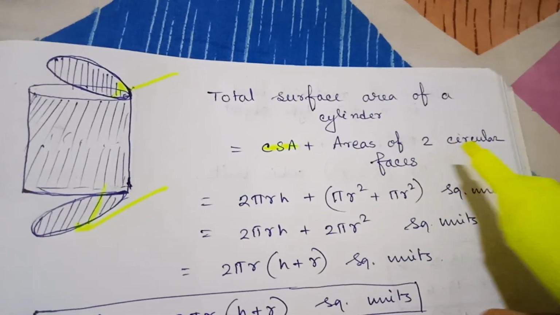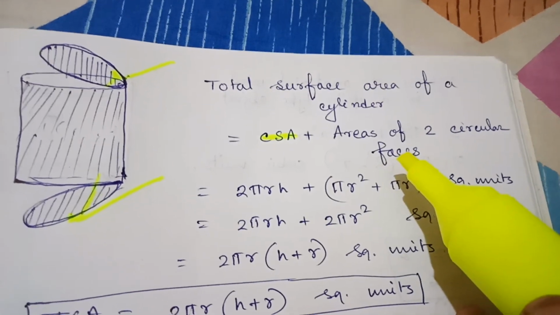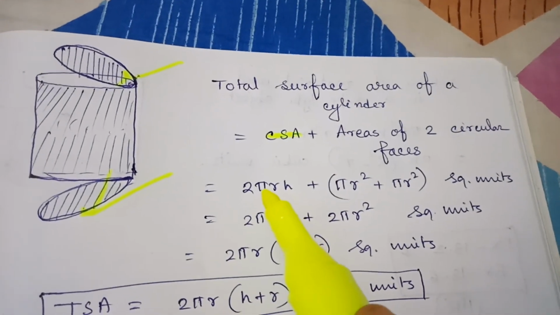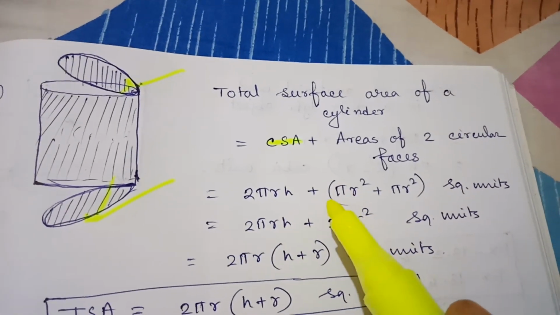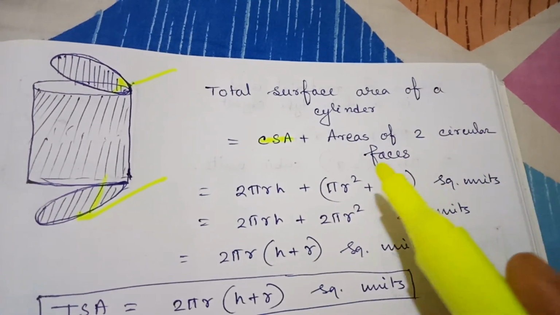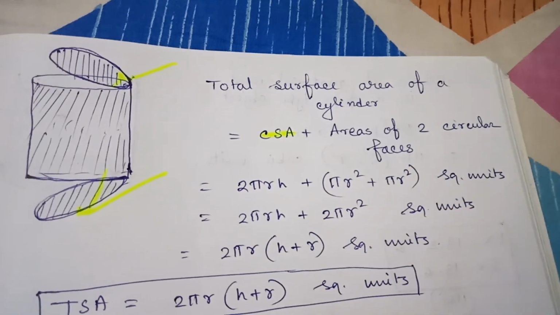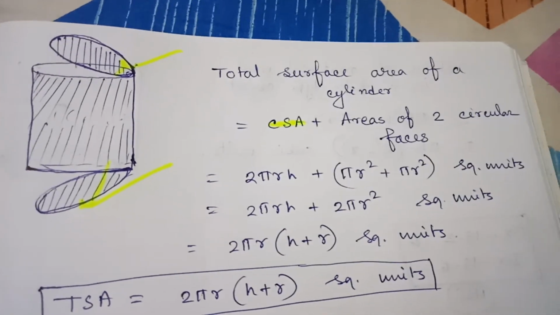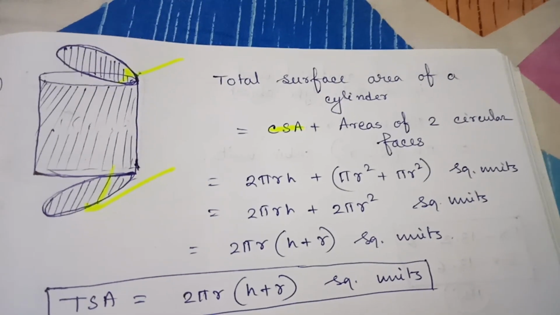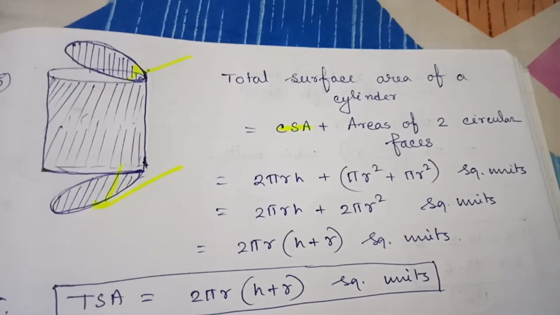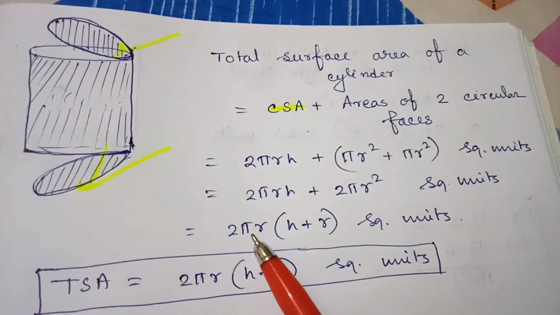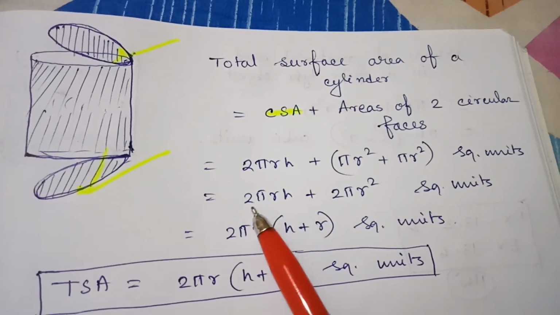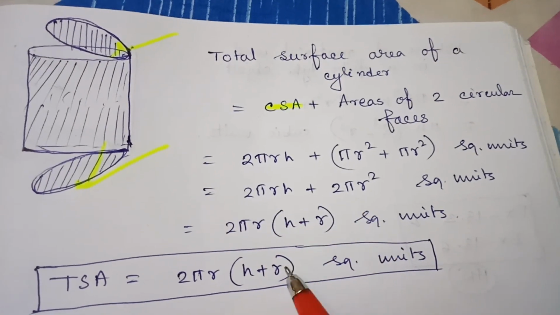So areas of two circular faces will be added. Now curved surface area, already we have got the formula is 2 pi rh. Plus two circular faces area will be pi r square plus pi r square. That means 2 pi rh plus 2 pi r square. That equals 2 pi r into (h plus r), because 2 pi r we can take as common.